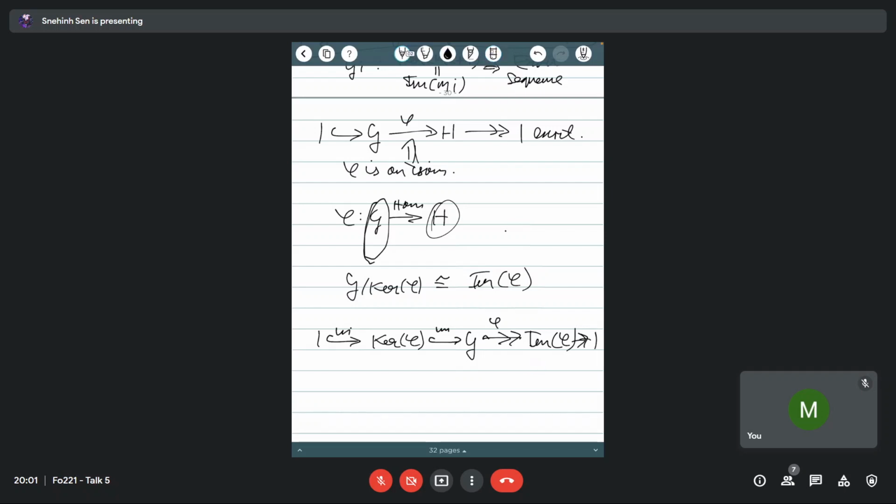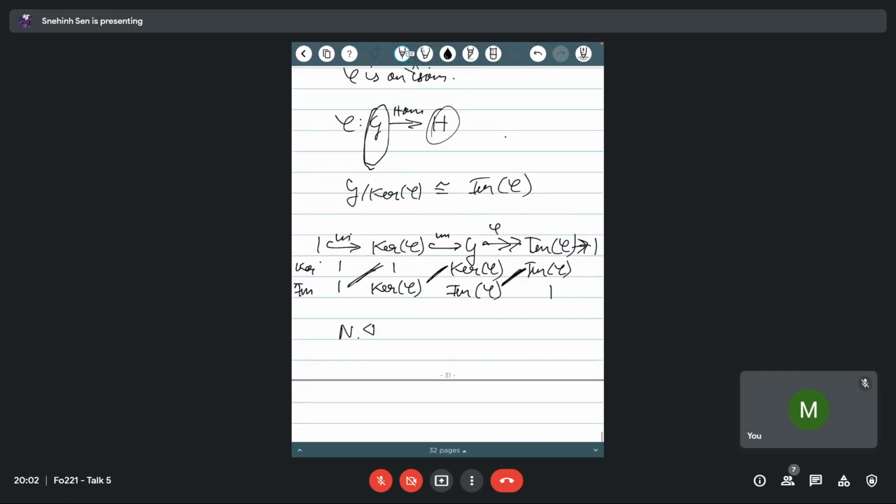So if we look at this sequence, what is the kernel over here? I'll write the kernels and the images. For the first map, what is the kernel? 1. Image is again 1, as you said. And what is this one? Again, it's an inclusion. So for an inclusion, what is the kernel? It's always 1. And what is the image? It's the whole thing once again. And what is the kernel over here? Kernel phi. What is the image? It is the image of phi. Like it's basically H in a sense, but it is the image of phi. What is the kernel over here? The last map. It's everything. Exactly. And what is the image? It's 1. Right? So these are again equal.